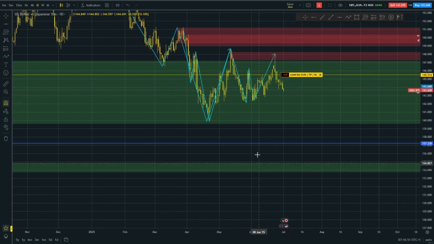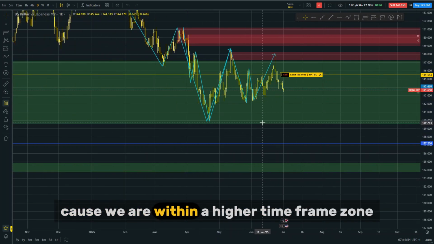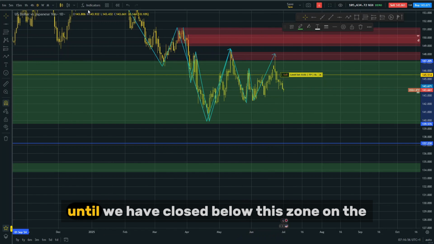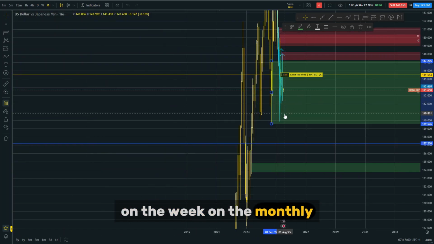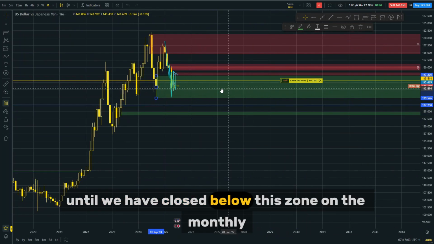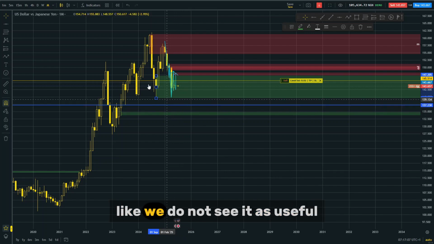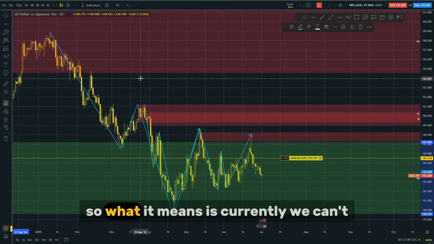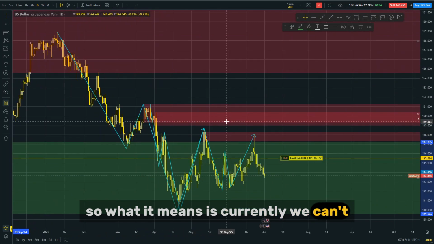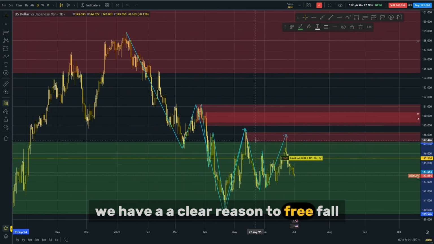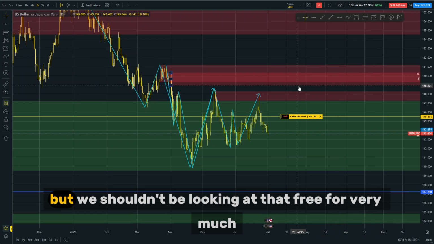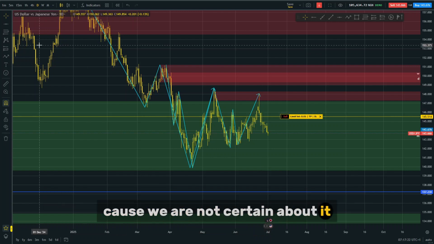But take note, this zone is going to have to wait because we are within a higher time frame zone. Until we have closed below this zone on the monthly, we do not see this zone as viable. We do not see it as useful. So currently we have a clear reason to free fall, but we shouldn't be looking at that free fall very much because we are not certain about it.